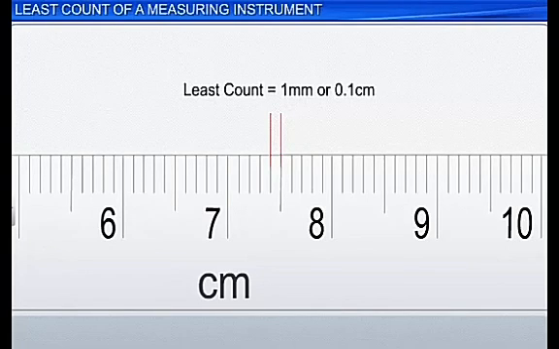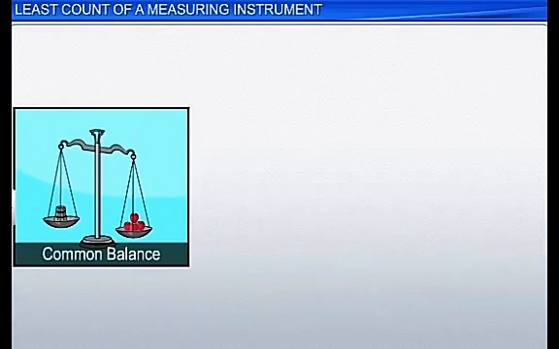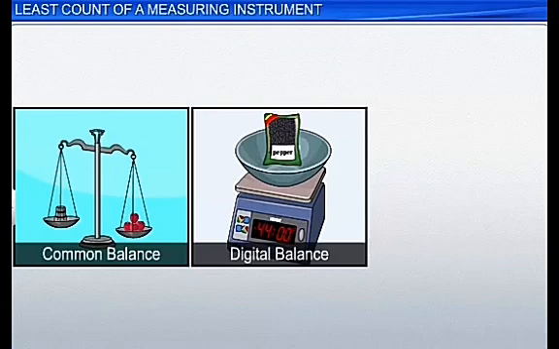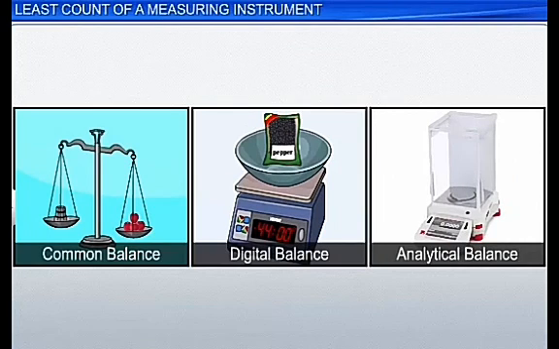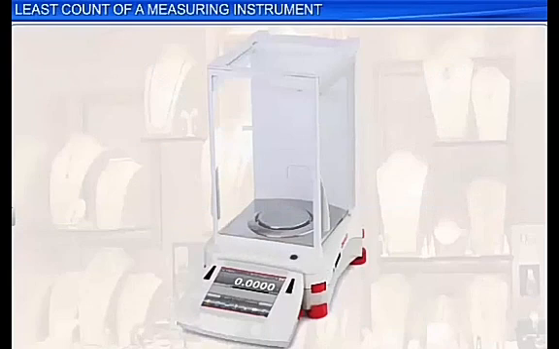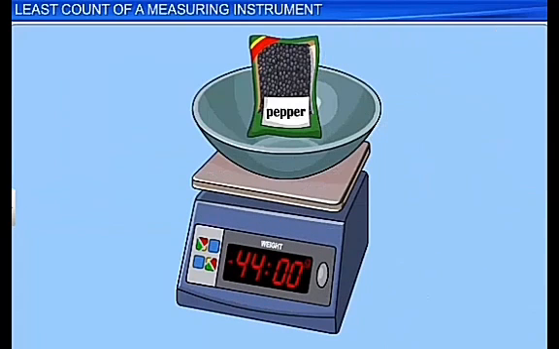The devices that are used to measure mass are the common balance, digital balance, and analytical balance. The digital balance can measure up to 0.001 gram. You must have seen a digital balance in a jewelry shop. The common balance can measure mass up to 1 gram and is commonly used in grocery shops.